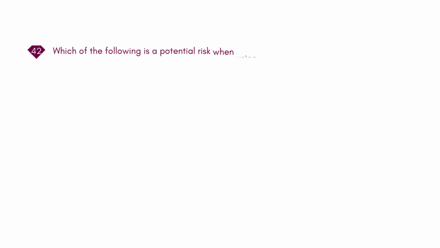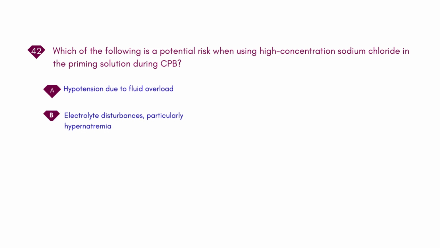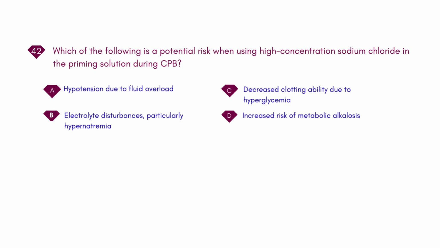Which of the following is a potential risk when using high-concentration sodium chloride in the priming solution during CPB? A. Hypotension due to fluid overload. B. Electrolyte disturbances, particularly hypernatremia. C. Decreased clotting ability due to hyperglycemia. D. Increased risk of metabolic alkalosis. Answer: B. Electrolyte disturbances, particularly hypernatremia.